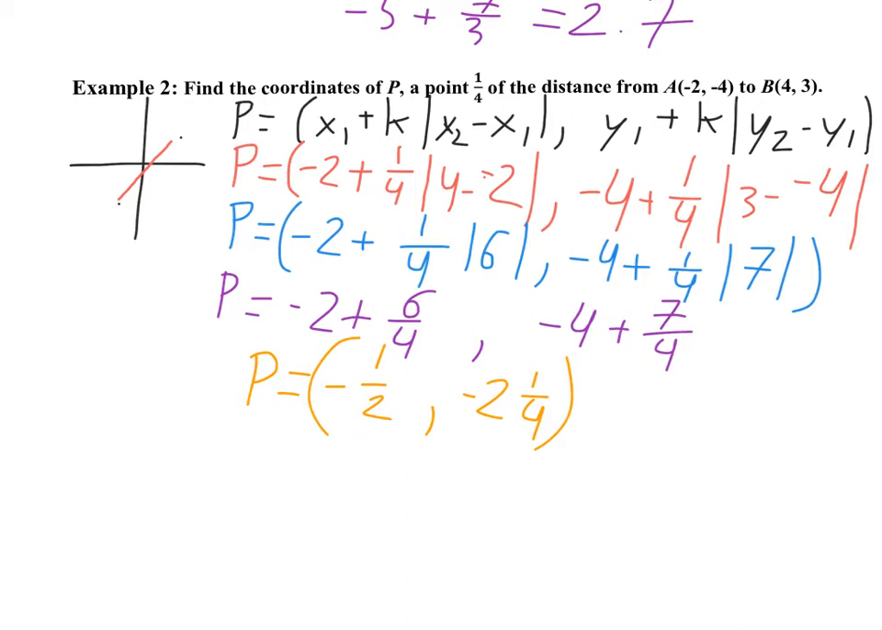Purple, we simplify further. And here in orange, we have our final answer. Our p-value would be at negative 1/2, comma, negative 2 1/4.